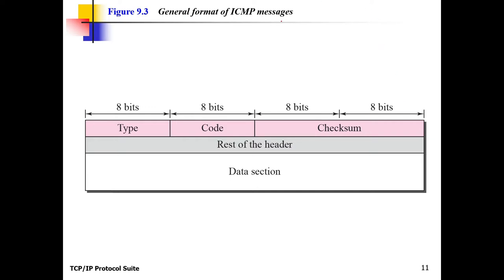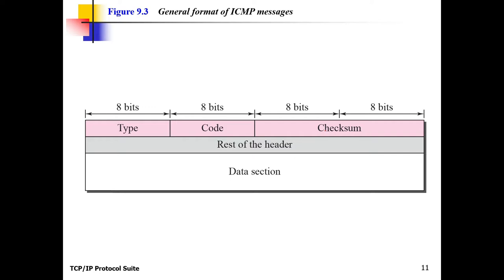So let's take a look at the general format for the ICMP message. Again, from now on, when we talk about IP, there is an IP format. When you talk about ARP, there is an ARP format. When you talk about TCP, there is a TCP format. When you talk about UDP, there is a UDP format. When you talk about ICMP, we'd like to know how the message is formatted as well. It will have 8 bits for type, 8 bits for code, and 16 bits for checksum. And we don't have to explain checksum anymore.